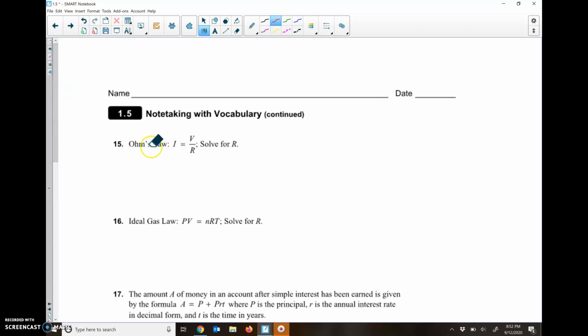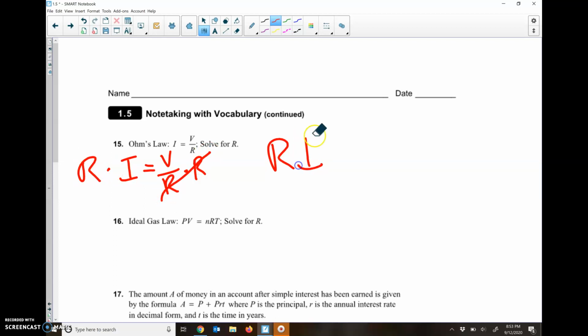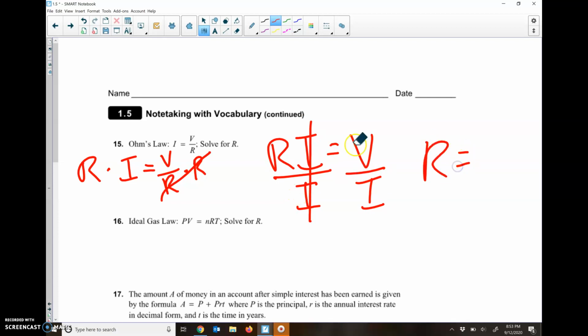Kind of the same thing. We're solving for r. So we have I equals v divided by r. I'm going to multiply both sides by r to get rid of the dividing. So now I have r times I equals v, and I want to get that r by itself now. So I'm going to divide by the I. So r is by itself now. So r equals v divided by I.